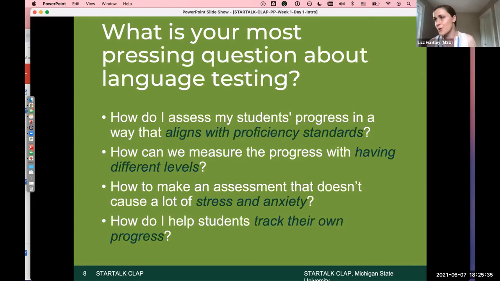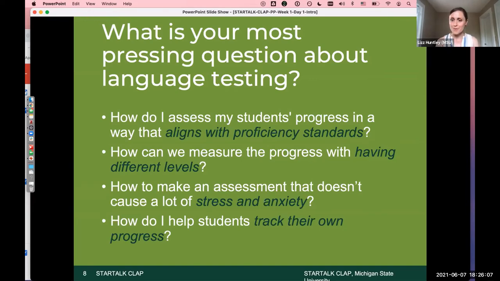So you've come to this program because you want to know, how can you assess your students' progress in a way that aligns with the proficiency standards? What if you have students in the same class with clearly different levels? Maybe it's because you have a mix of heritage speakers and non-heritage speakers. Maybe you have attendance issues in your high school such that some students can only come a handful of days throughout the week. How can you still fairly measure everybody's progress?